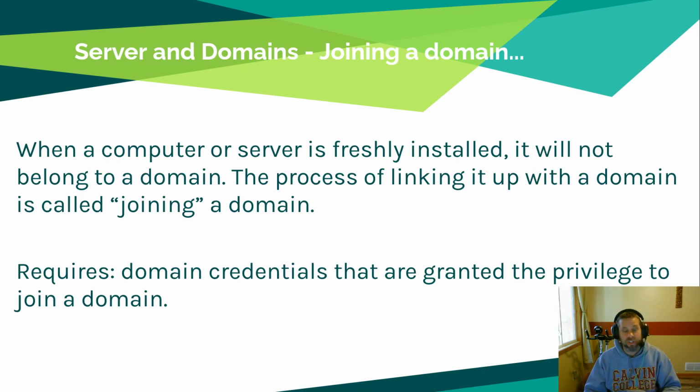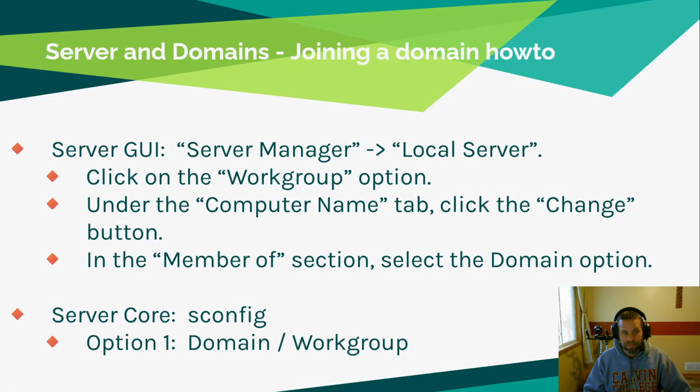When a computer or server is freshly installed, it's not going to belong to a domain. The process of linking it up with a domain is called joining a domain, and this requires that you have domain credentials that are granted the privilege to join a domain. How would I do that? In Windows Server, I could go to the Server Manager and Local Server, click the Workgroup tab, and change it and make it a domain member. Or if I'm using Server Core, I have the sconfig tool that I can use as well.